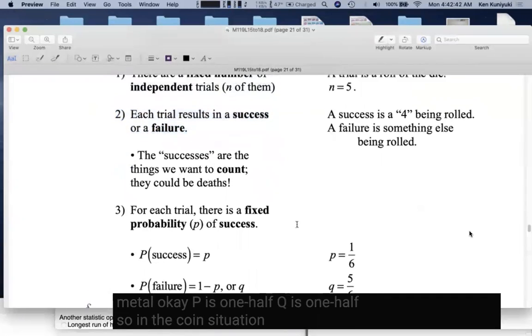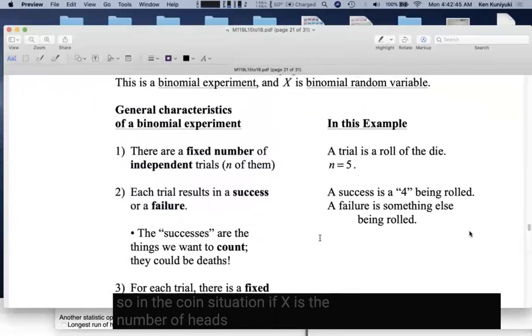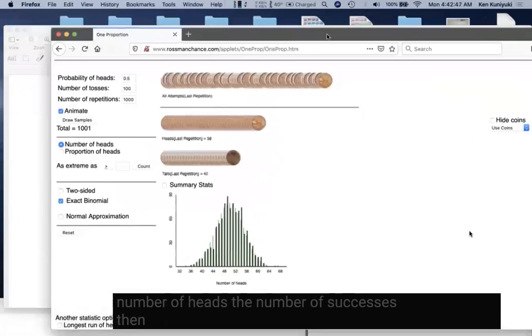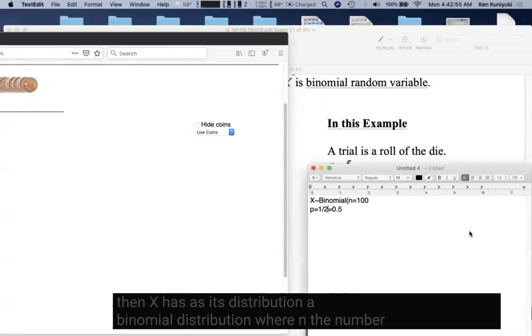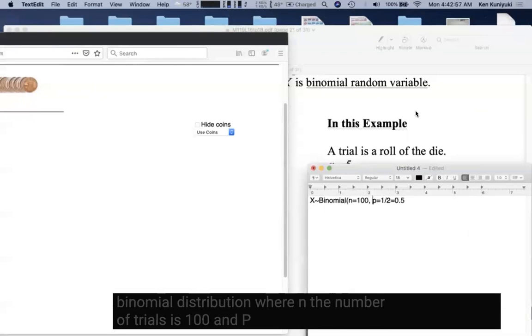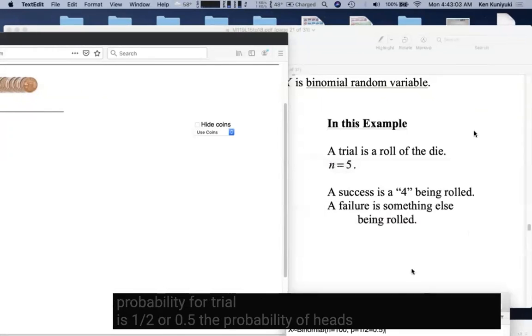So in the coin situation, if x is the number of heads, the number of successes, then x has, as its distribution, a binomial distribution where n, the number of trials, is 100, and p, the success probability per trial, is 1/2 or 0.5, the probability of heads.